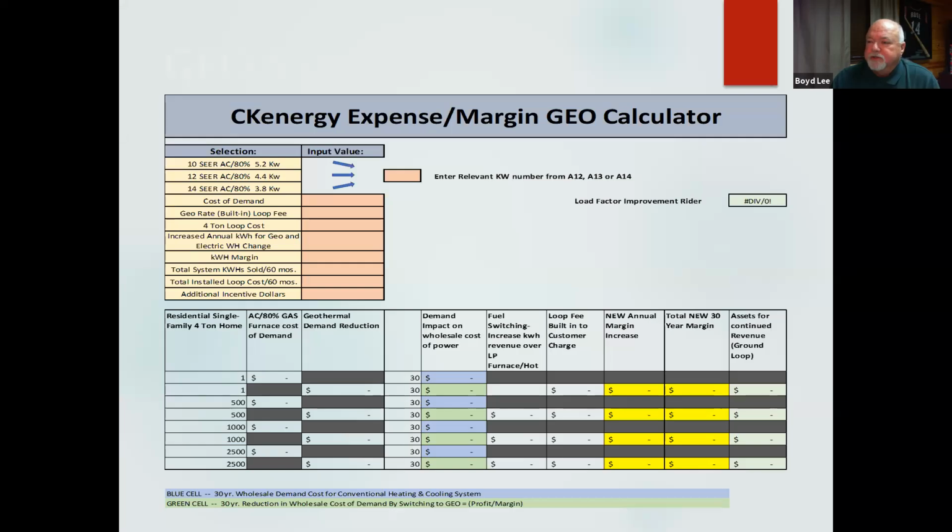What I've got on the screen now is entitled CKenergy Expense Margin Geo Calculator.